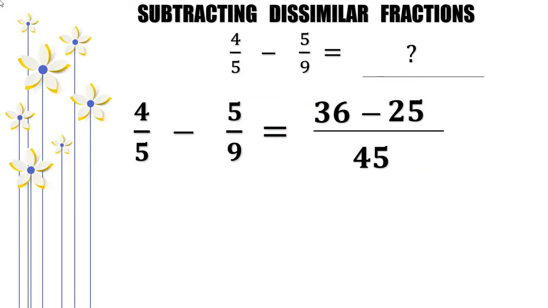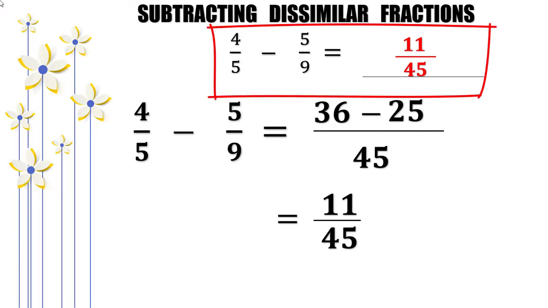We solve to have 11/45. Since the answer is irreducible, this would be our final answer. Therefore, 4/5 minus 5/9 is equal to 11/45.